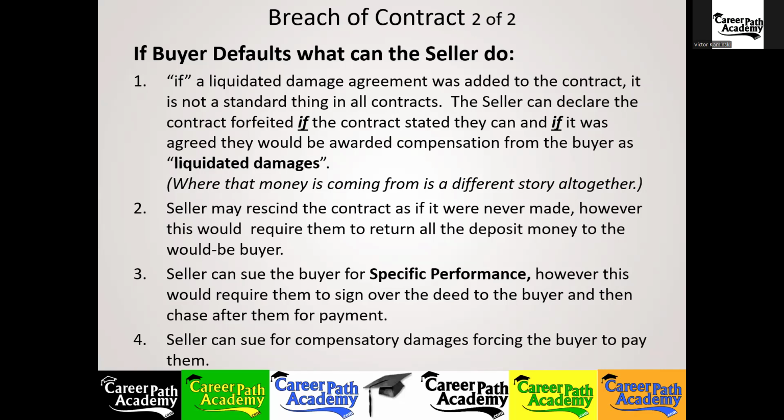So the seller can sue for compensatory damages too. They could force the buyer to pay them compensation. That's compensatory damages.